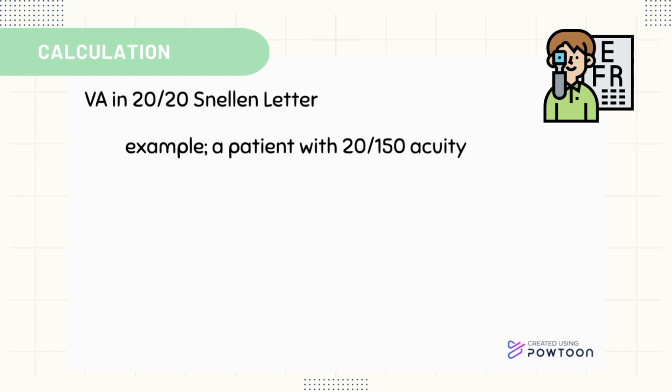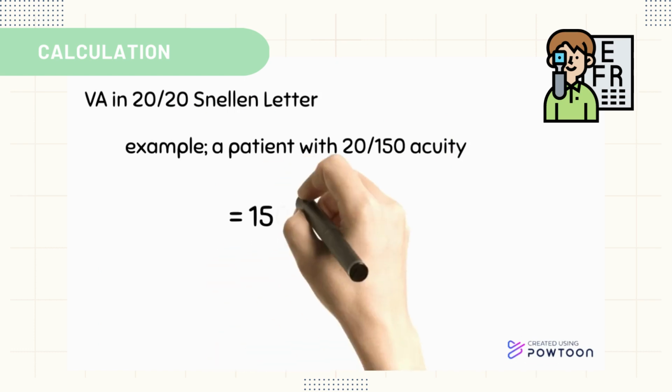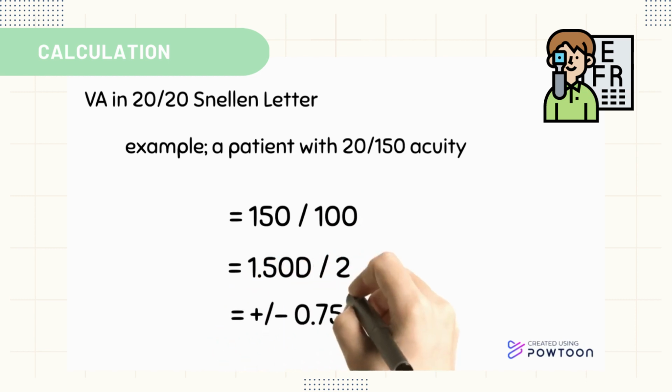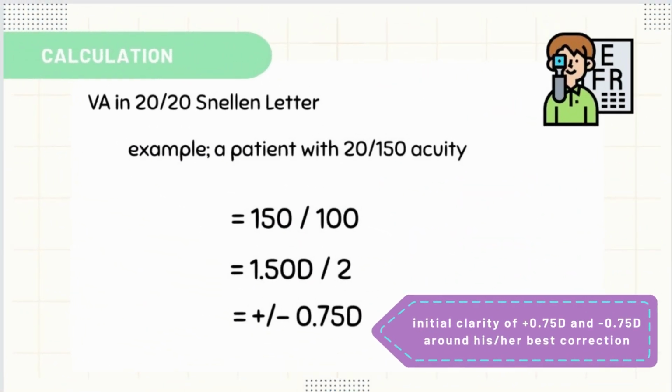So the patient's acuity is 150 at 20 feet. Divide 150 by 100, which equals 1.5 diopter. 1.5 diopter is then divided by 2. This equals 0.75 diopter. Then put plus minus in front of 0.75 diopter, which means that the patient would have an initial clarity of plus 0.75 and minus 0.75 around his or her best correction.